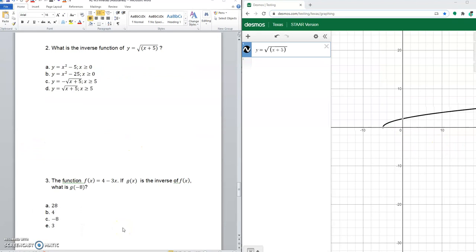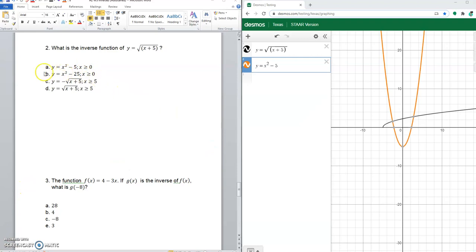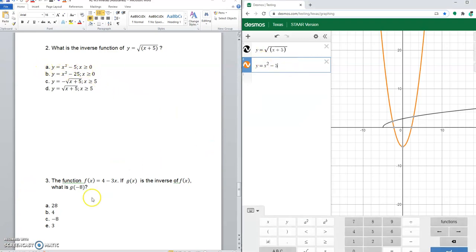Question number 2, what's the inverse of this function? As you can see, I already graphed it, and your next step is to open up another window and graph all these with the right restrictions. Here I plugged in choice A without the restriction first, and then I'm going to add the restriction on the side. See how wonderful these graphs are? They are symmetrical along the y equals x line, which means that letter A is the answer, and that is the inverse of this function.